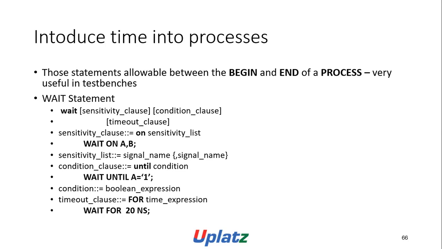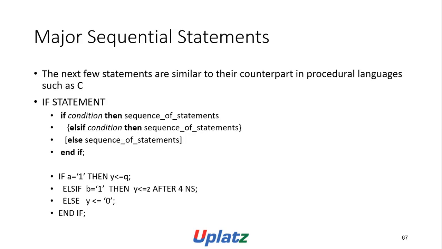test benches. Wait statement: wait, sensitivity clause, condition clause, time clause. Sensitivity clause is equal to on sensitivity list, for example wait on A, B. Sensitivity list equals signal names. Condition clause: until condition, for example wait until A = 1; condition is a Boolean expression. Timeout clause: for time expression, for example wait for 20 nanoseconds.